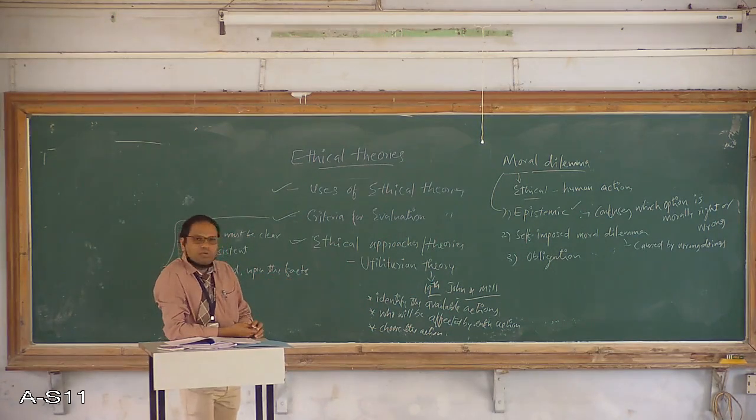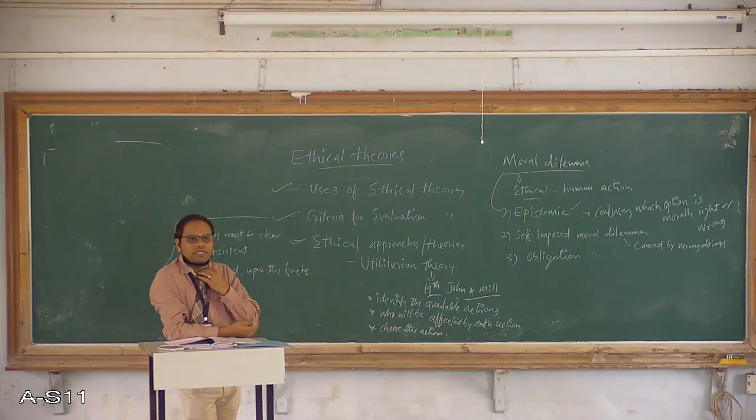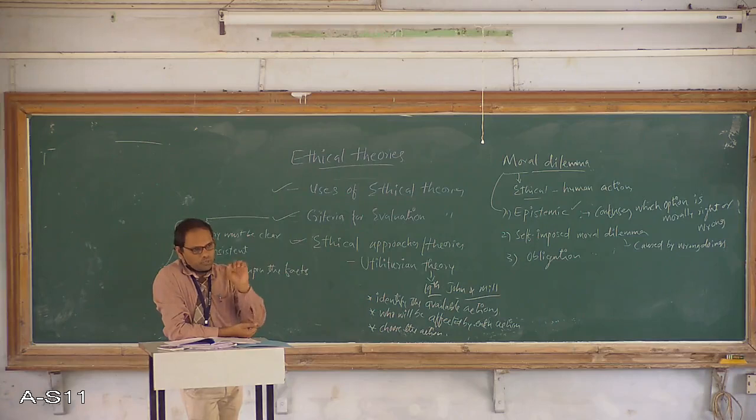So the first one is what? Identify the available actions. When you are a legislator in a dilemma, when many laws are available for a particular situation, he has to select. He has to first identify the different actions available, the different alternative solutions available for that situation.